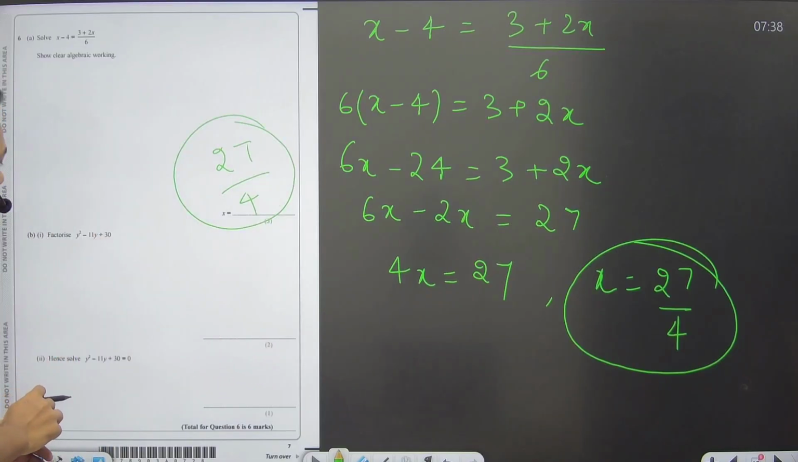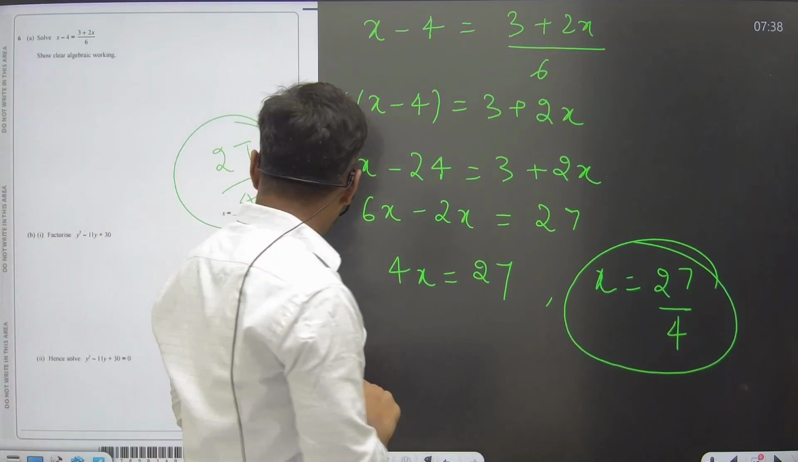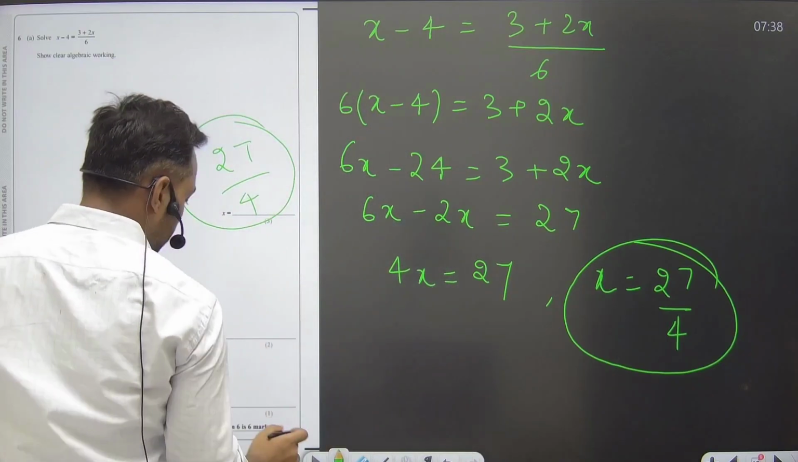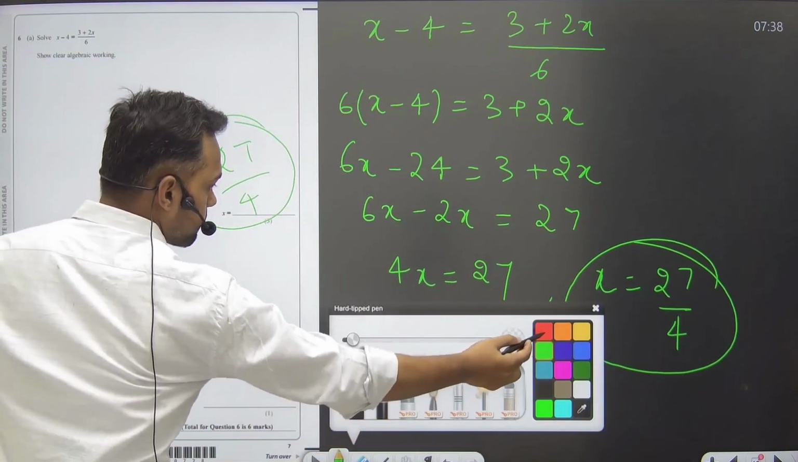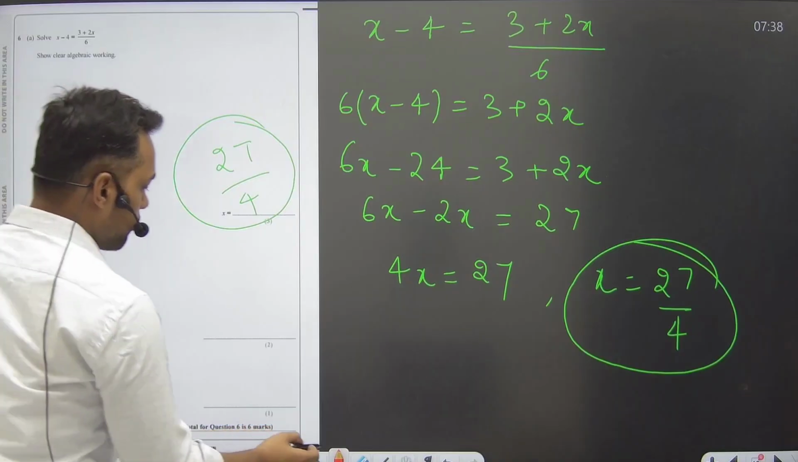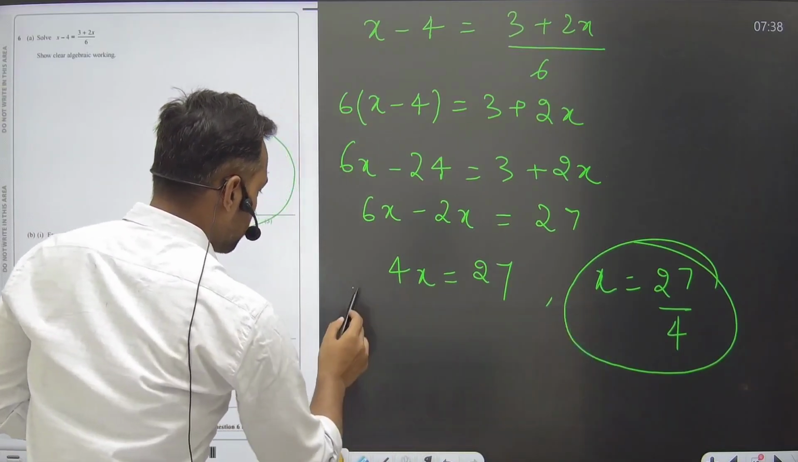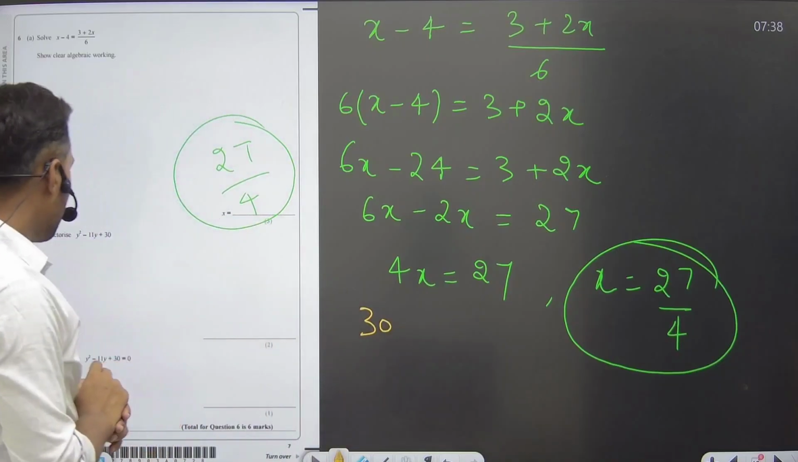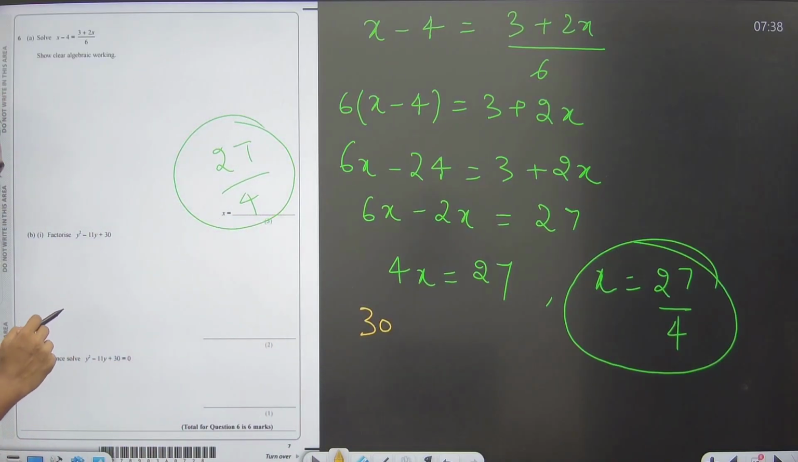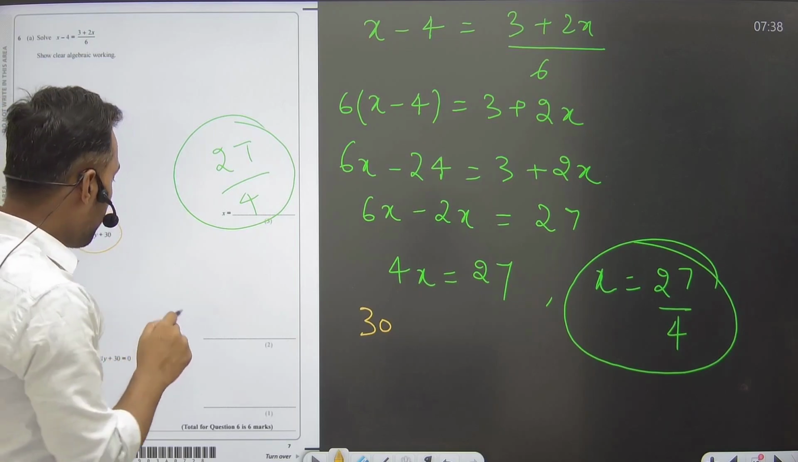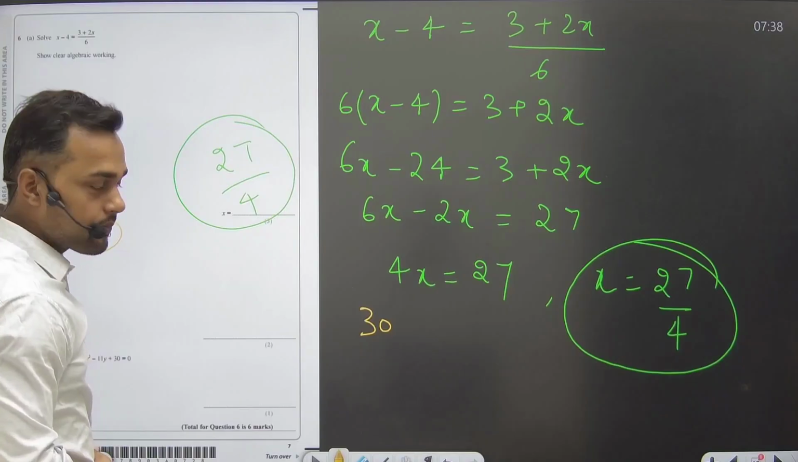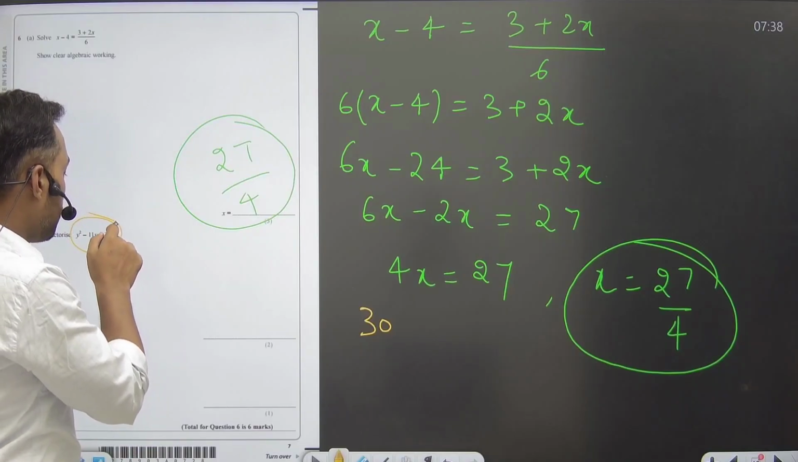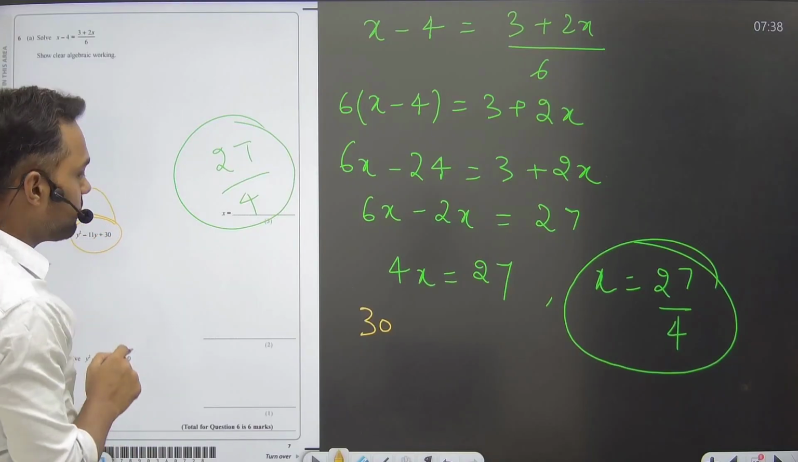Now let's move to the next question, that is factorize y square minus 11y plus 30. How do we need to factorize, students? First we need to analyze the coefficient of y square. You'll see that the coefficient of y square in this particular question is 1, and the constant term is 30. So the product of the coefficient of y square and the constant term will be 30.